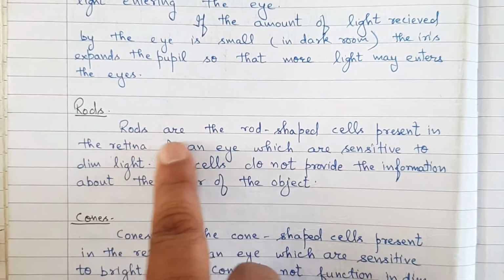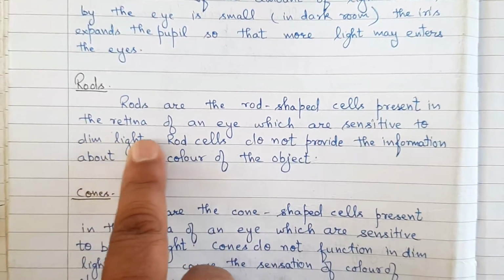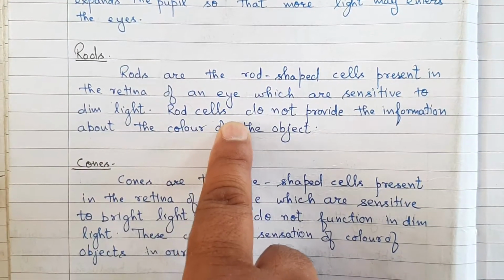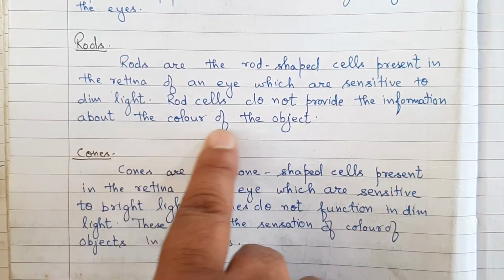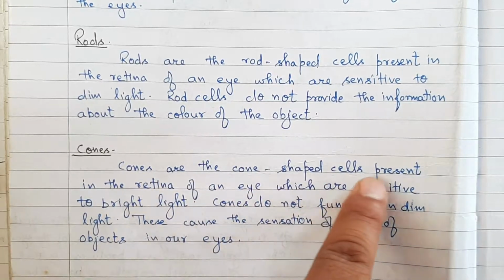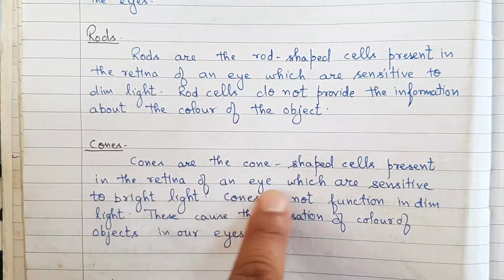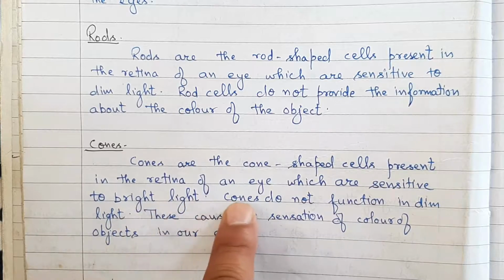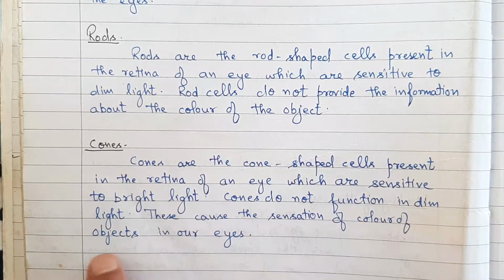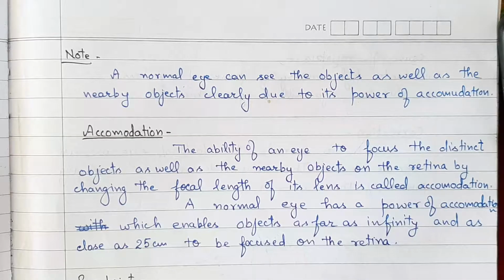Rods. Rods are the rod-shaped cells present in the retina of an eye which are sensitive to dim light. Rod cells do not provide information about the color of the object. Cones. Cones are the cone-shaped cells present in the retina of the eye which are sensitive to bright light. Cones do not function in dim light. These cause a sensation of color of objects in our eye.